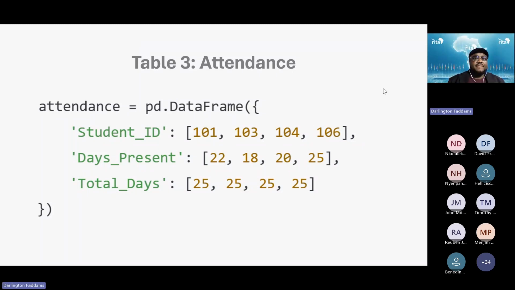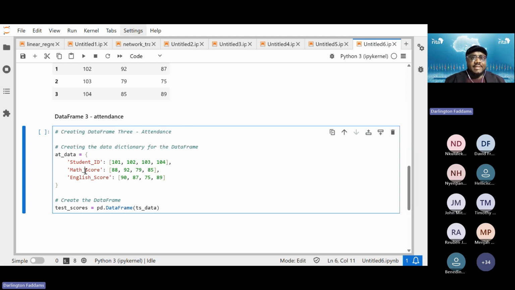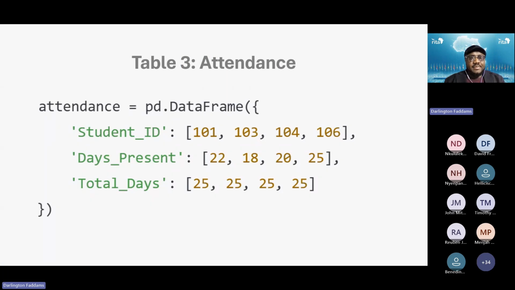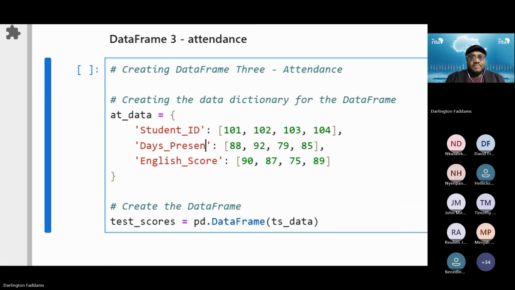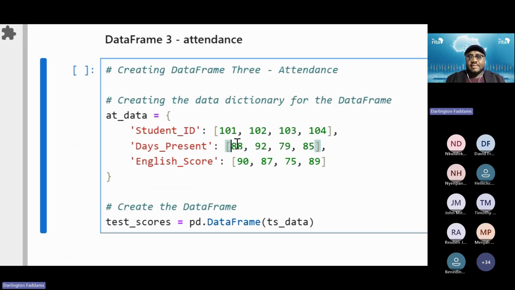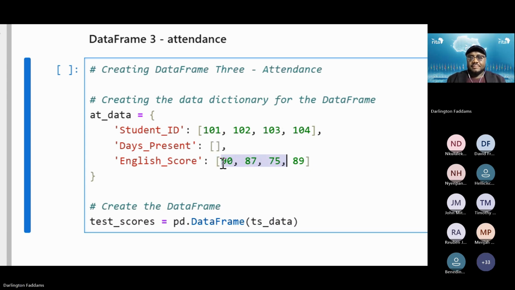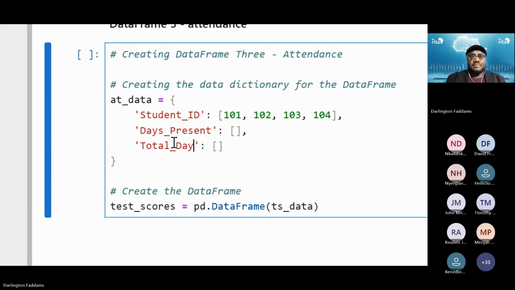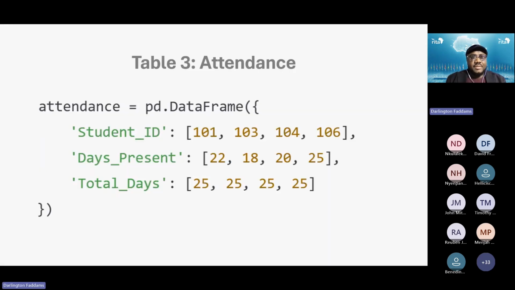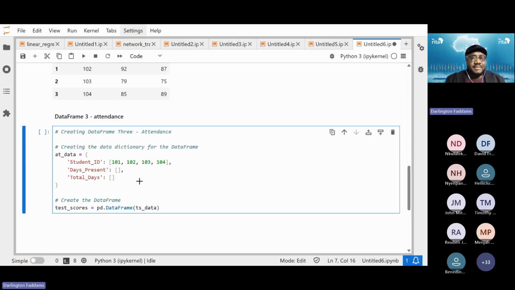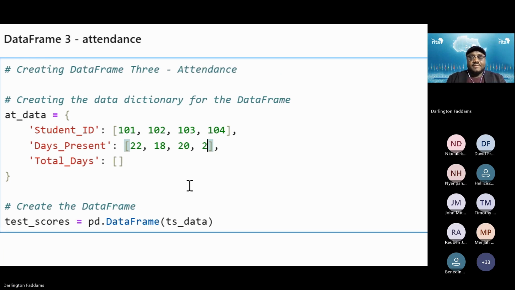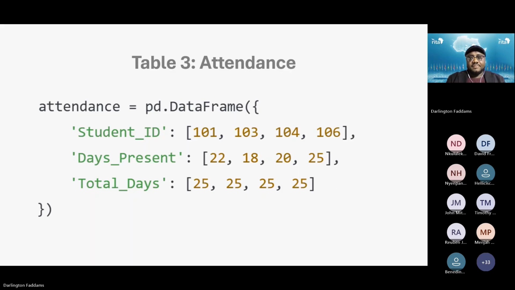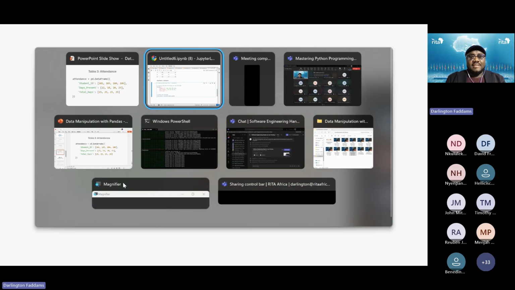For attendance, we have student ID, days present, and total days. So let's create it with this. Student ID, we have days present, and then we have total days. Let me clear this. Let me confirm total days. All right. Then 25, 25, 25.